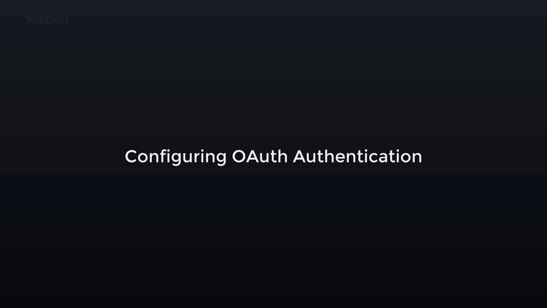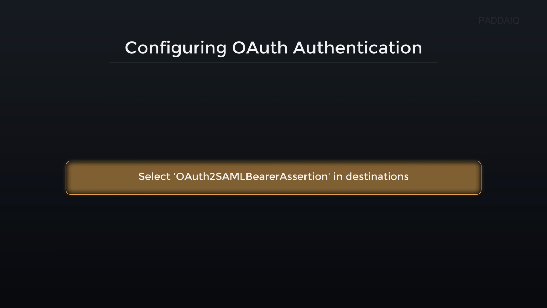Configuring OAuth authentication for secure application access. Select OAuth SAML Bearer Assertion in destinations. This means you are telling your BTP destination to use a specific, secure handshake protocol. For example, when connecting your BTP app to SAP S/4HANA, you choose this to pass a verified user identity. This single selection establishes the trusted authentication method for the connection.